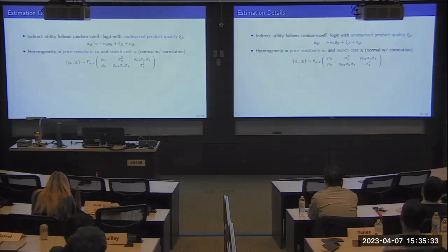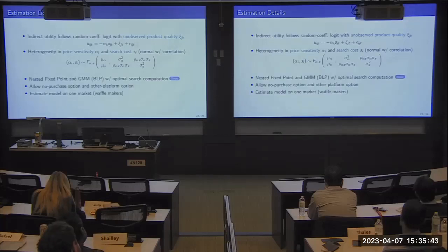Okay, so I'm going to fly through estimation. It has a BLP base. And so what's nice here is we have heterogeneity on price sensitivity and search costs, and we're recovering unobserved product quality. Except we need to solve for the optimal search path. That's just a convex hull calculation.